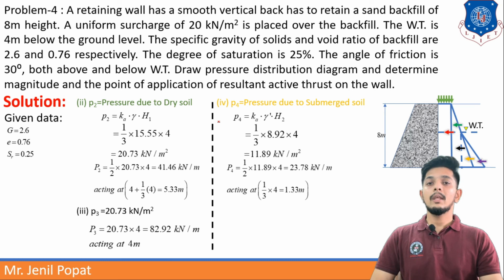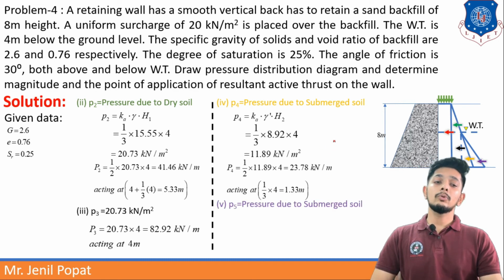If you want to find out the pressure force by this orange arrow, due to the submerged soil only, it will be 1/2 base into height. Base will be our pressure and height is given as 4 meter because the water table is at 4 meter only. So the P4 force is 23.78 kilonewton per meter and it will act at the CG of the triangle, this orange arrow triangle, at 1/3 of the height. So 1/3 of 4 will be 1.33 meter.